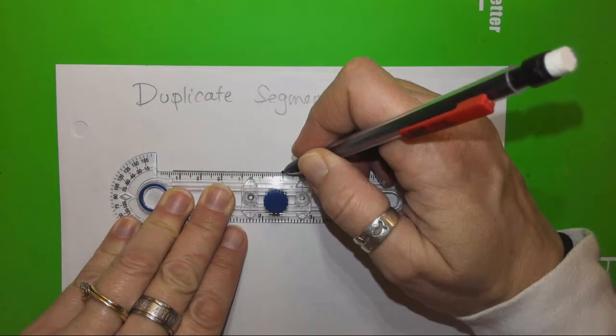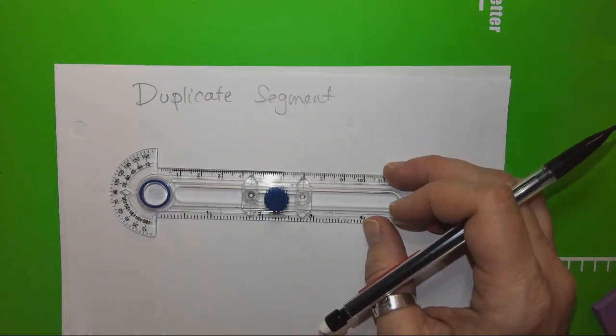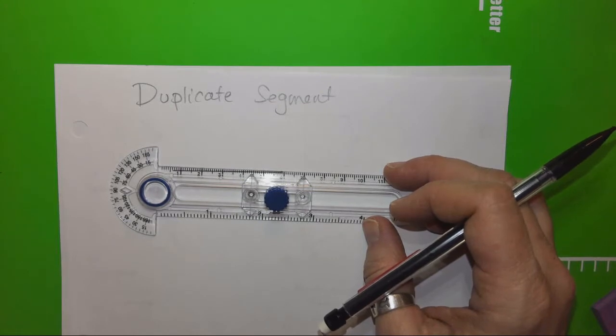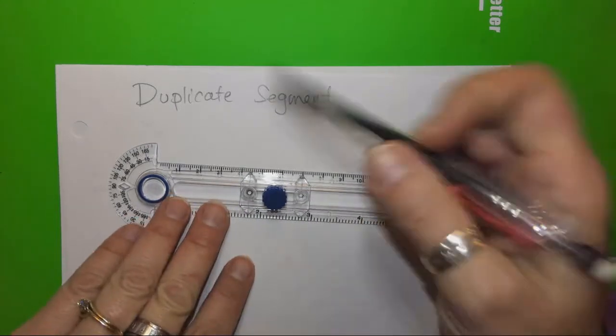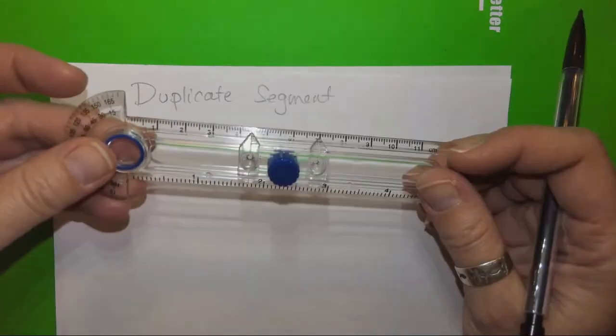Just use the straight edge part. We're not using the ruler part. We never use a ruler in a construction. A construction only uses a straight edge and a compass. So I'm not real sure why they put rulers on these compasses.